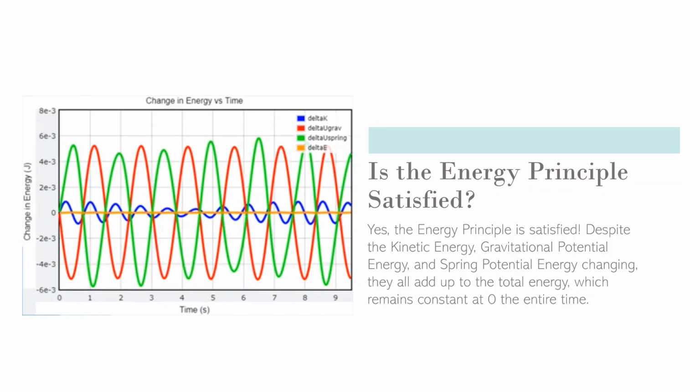What does it mean? Question number 1. Is the energy principle satisfied? Yes it is. The energy principle states that over time, the change in energy will always be 0. While the blue, red, and green lines representing the different parts of the energy are always constantly changing, the orange line, which is the total net energy, remains completely constant at 0 the entire time, satisfying the energy principle.